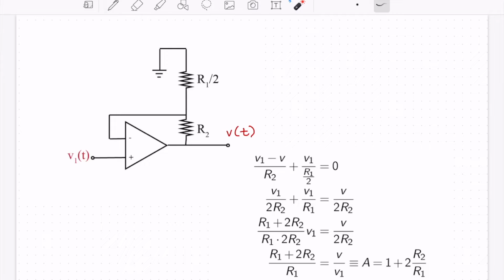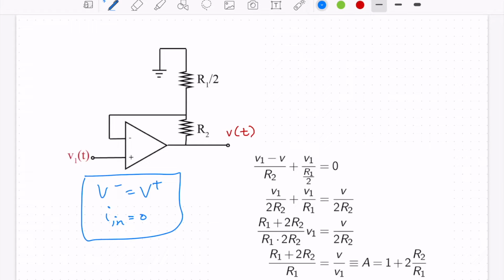Okay, remember the things that we know about analyzing amplifier circuits. The current going in here is 0. The current going in here is 0. This V minus is equal to V plus because we have negative feedback, as I've told you, and I'll just make a little note here that I_N is equal to 0. So these are the things you always want to remember.